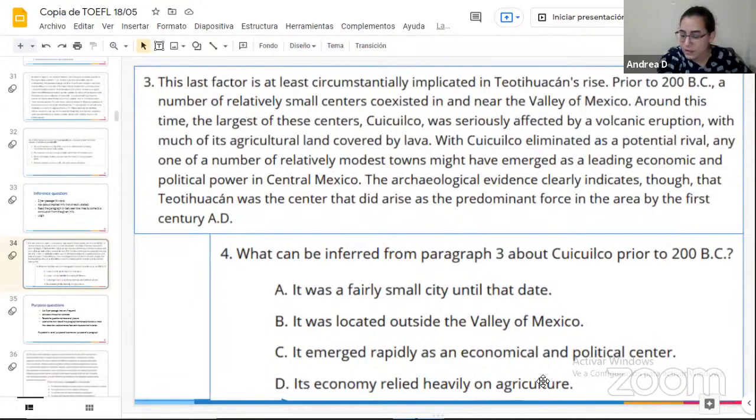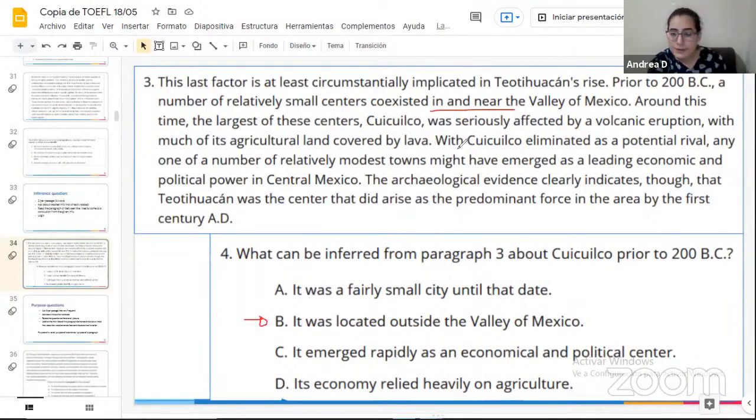Anybody else? Okay, guys. So, yes, actually, Ruben was right. The answer is D. Its economy relied heavily on agriculture. And he's also right about why. But let's think about it for a while. So what Diego was saying, it makes sense, it's kind of there. It says, relatively small centers coexisted in and near the Valley of Mexico. It's very tricky and it's tempting to choose B, okay?